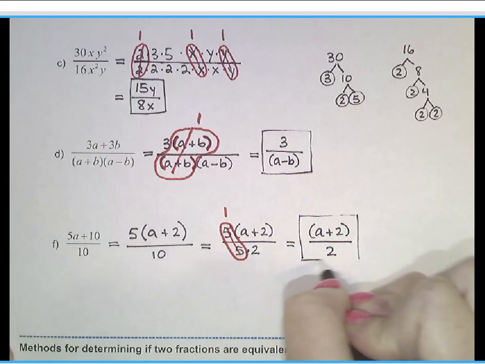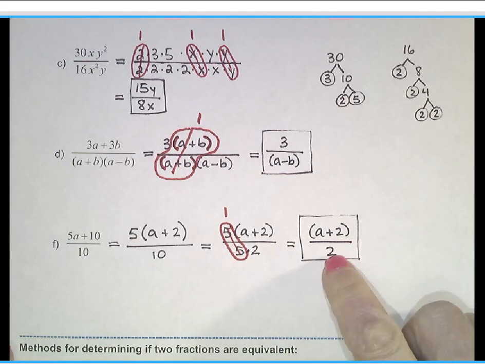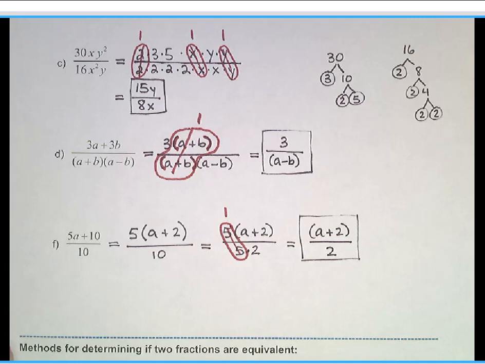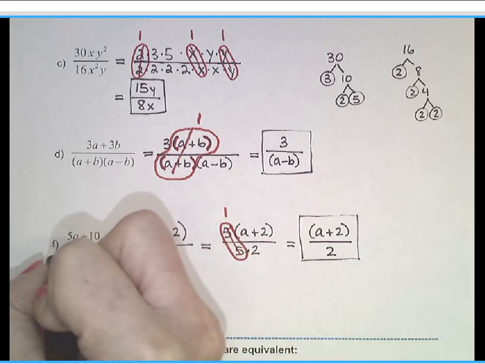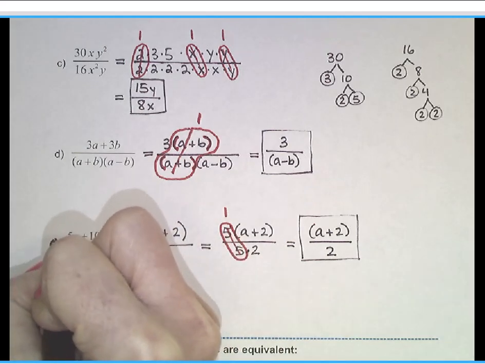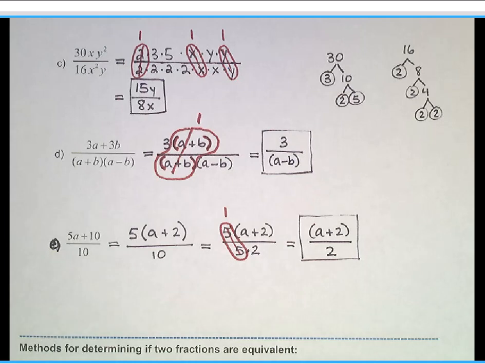The most common mistake I see here is students try to cancel the 2's. You can't do that when parentheses are involved. The other mistake I see is right here at the beginning, students will try to cancel the 10's, and that's just not a possibility. So these last two examples, D and F, I guess that should be an E, shouldn't it? That should be example E. If I knew my alphabet, it would be awesome.